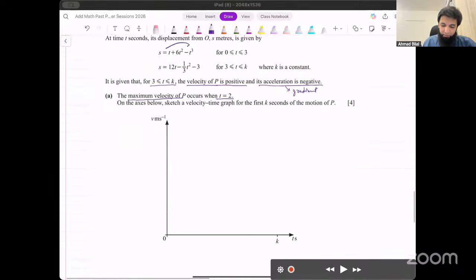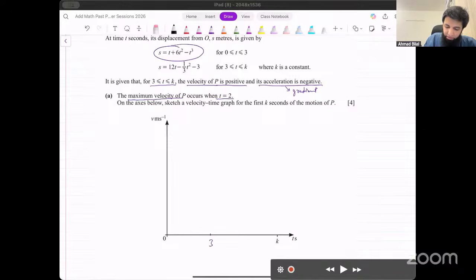On the axis below, sketch a velocity time graph for the first k seconds of the motion of P. All right, so we have a cubic function first up. That is valid from 0 to 3. Okay, we can mark 3 somewhere on the graph. Let's suppose maybe 3 is here. And then from 3 to k, we have this quadratic function that is valid. Now, they have told us the maximum velocity of P occurs when time is equal to 2. At time equal to 2, can we figure out that maximum velocity?